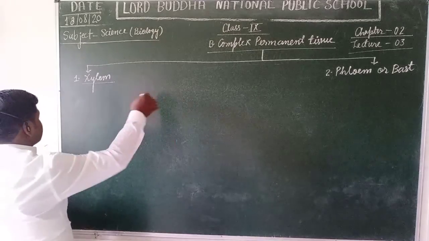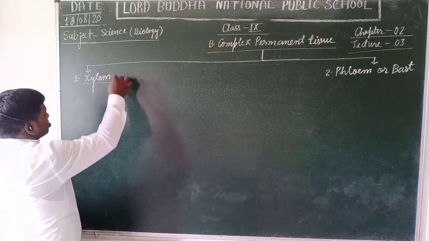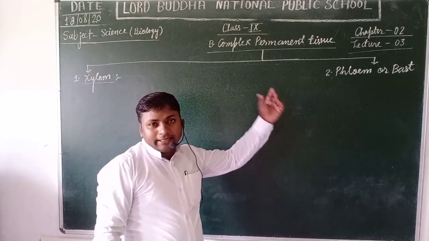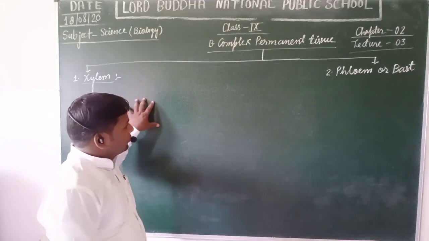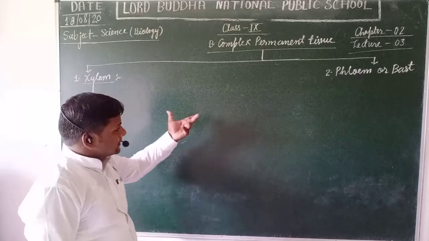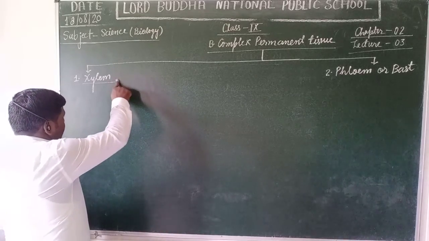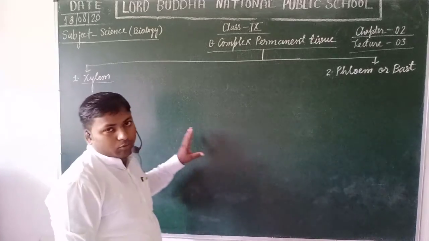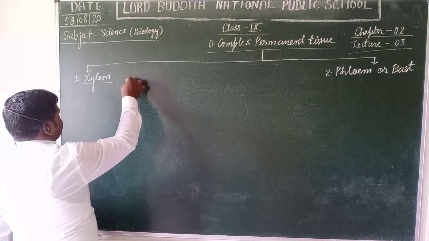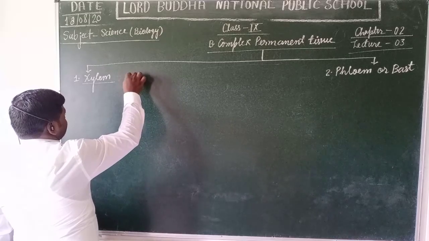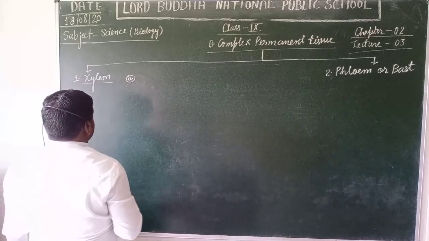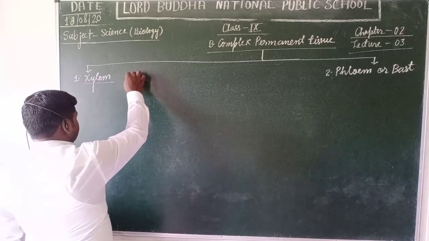Let us first come to the xylem. Xylem is a water conducting tissue. It helps in the conduction of water and minerals to the different parts of the plant. Xylem tissue consists of four types of cells. Let us know about the types of cells that aggregate to form a particular structure of xylem tissue.